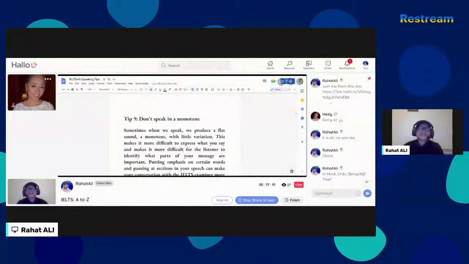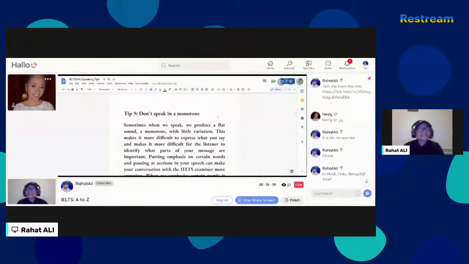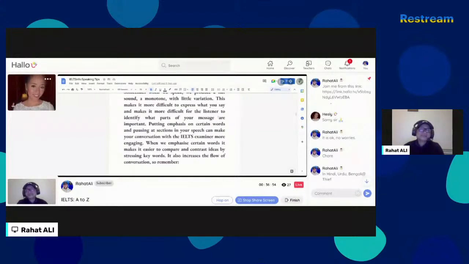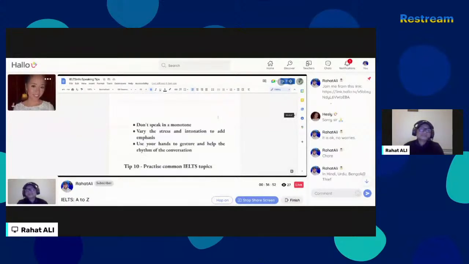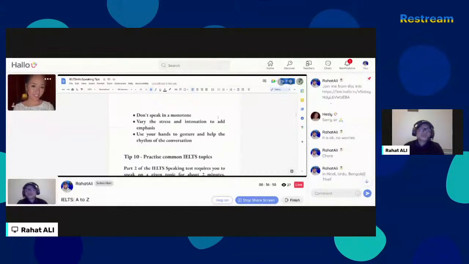The English language is like the rhythm of music, where it goes up and down. So we have to be careful about expressing ourselves. This is also called speaking naturally and articulately, which is very important for an English learner. That's why it says don't speak in a monotone; vary the stress and intonation to add emphasis. Use your hands to gesture and help the rhythm of conversation.